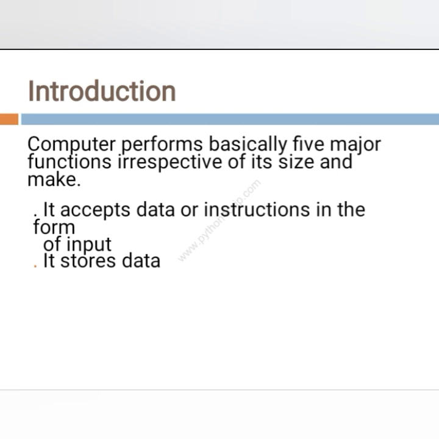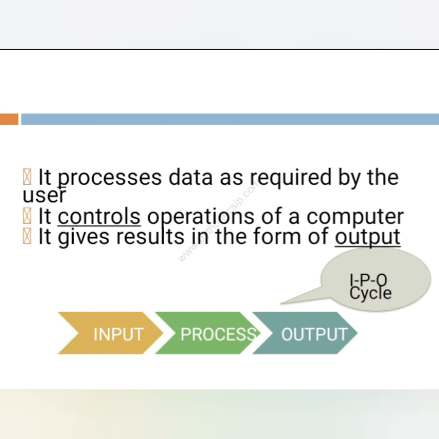A computer performs basically 5 major functions irrespective of its size and make. First, it accepts data or instructions in the form of input. It stores data. It processes data as required by the user. It controls the operations of a computer. It gives the results in the form of output. This is the IPO cycle: input, process and output.